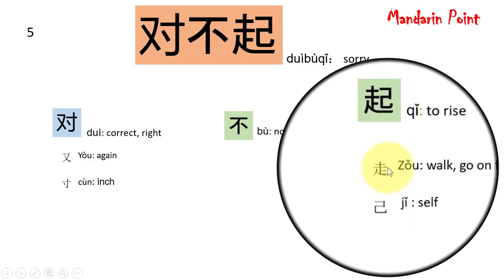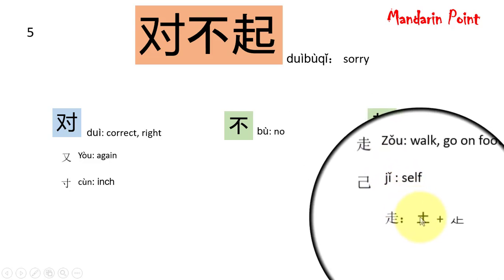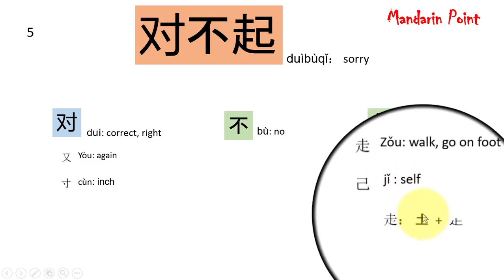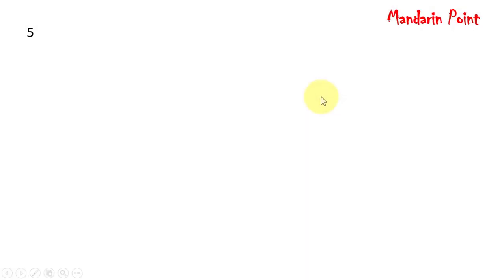So this zou can further be divided. At the top of it, we have this tu, which means soil or earth. So this is dui, bu, qi, dui bu qi, which means sorry.